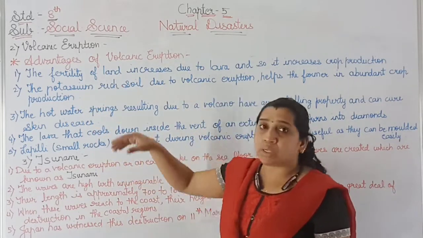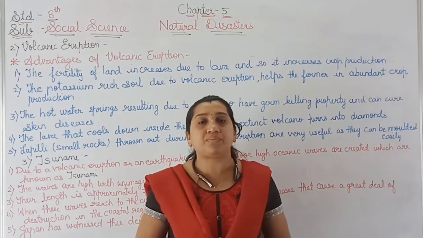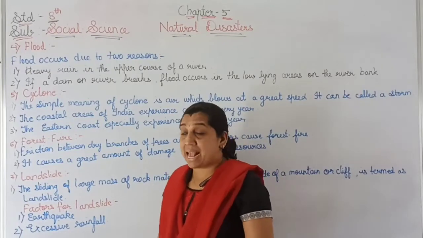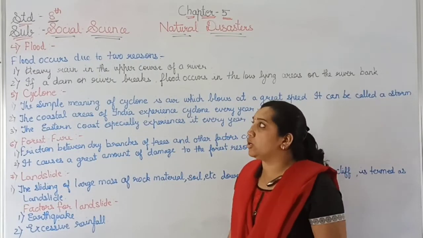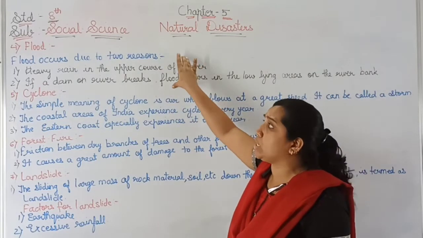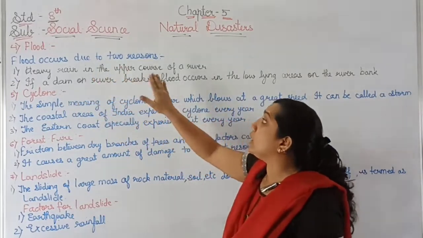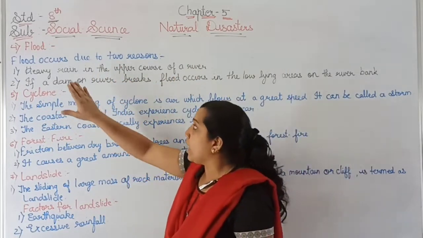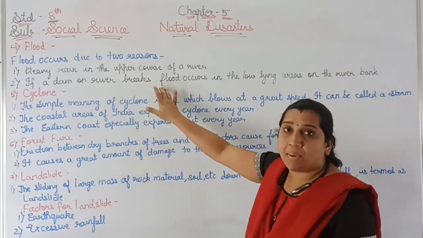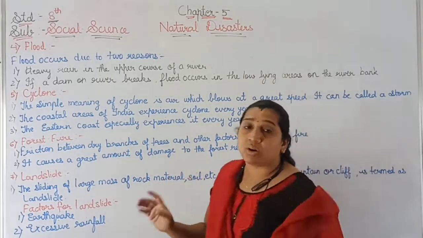So we have already studied earthquake, volcanic eruption and tsunami. Now let us study the next natural disaster, that is flood. How does a flood occur? Here are the two reasons for a flood. The first one, heavy rain in the upper course of a river creates a flood. If a dam or river breaks down, flood occurs in the low-lying areas on the river bank.